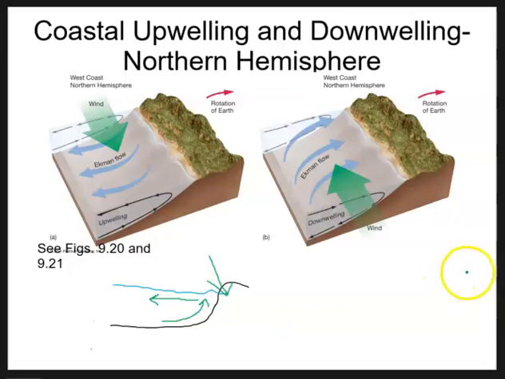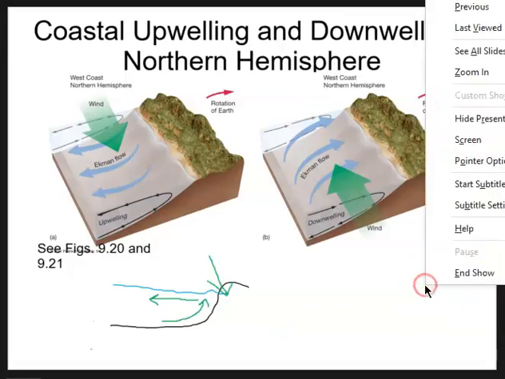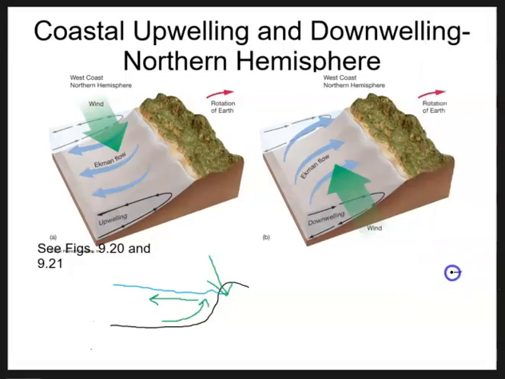another view of that by drawing an ocean profile. Let me go back to black there. Okay, so here is the coast, here is the sea floor, and I'm not going to change the colors this time, I'm just going to do it in black. So here's the surface, there's the water. Okay, so this is the surface of the water, this is down deep. Here's my arrow for the wind.